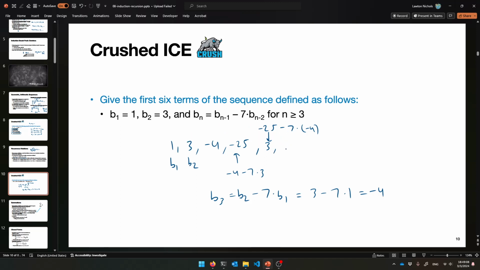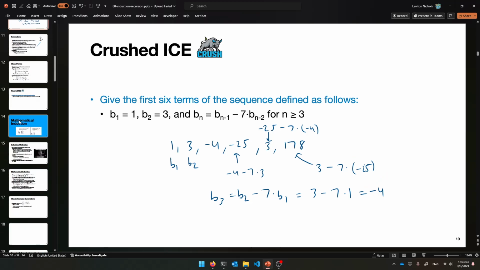And then this one is going to be what goes here. This is apparently the sixth and final term that we care about right now, which is going to be 3, the one before it, minus 7 times the one that came 2 before that. Minus 7 times negative 25. And I did that ahead of time. That's apparently 3 plus 175, essentially. So that's 178. Did you get that? So that's just defining sequences in terms of a recurrence relation. Not too horrible.